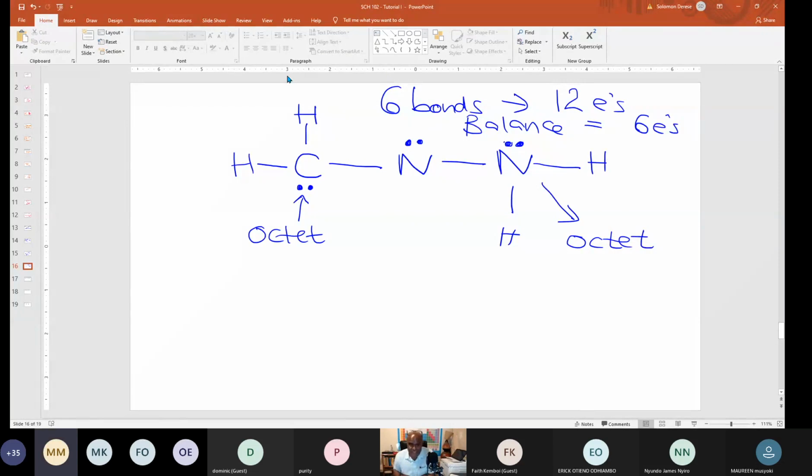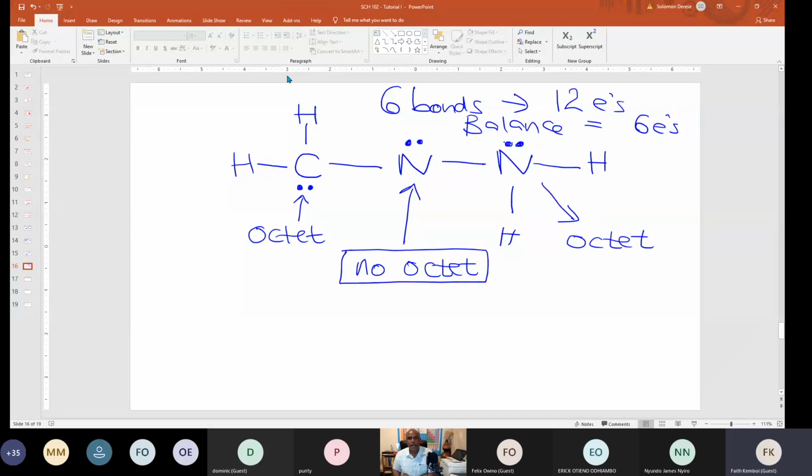But the nitrogen on the inside, this one, does not have an octet, okay? How can we fulfill the octet of that nitrogen? Is the answer by using the valence electrons to form a bond?